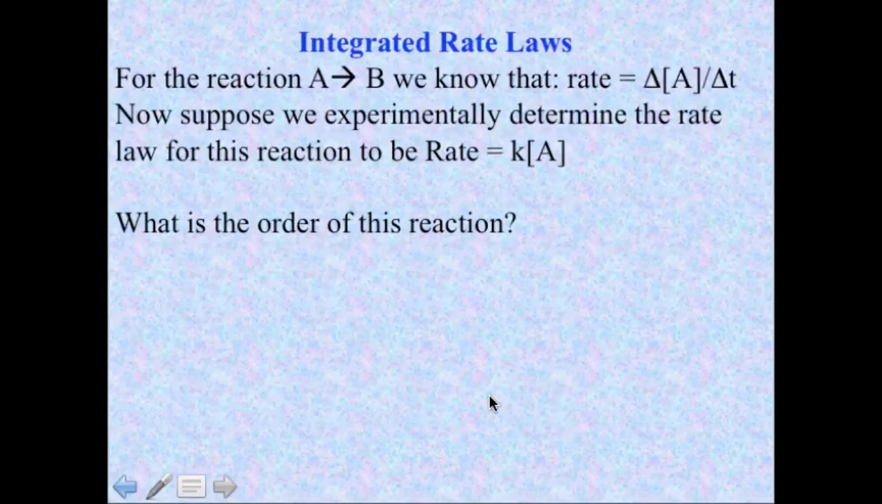So now we're going to talk about a third way to discuss rate laws, and that's the integrated rate law. For a reaction A reacts to form B, we know that the rate is equal to the change in concentration of A divided by the change in time. That's the average rate. Now suppose we experimentally determine that the rate law for this reaction is rate equals K times the concentration of A.